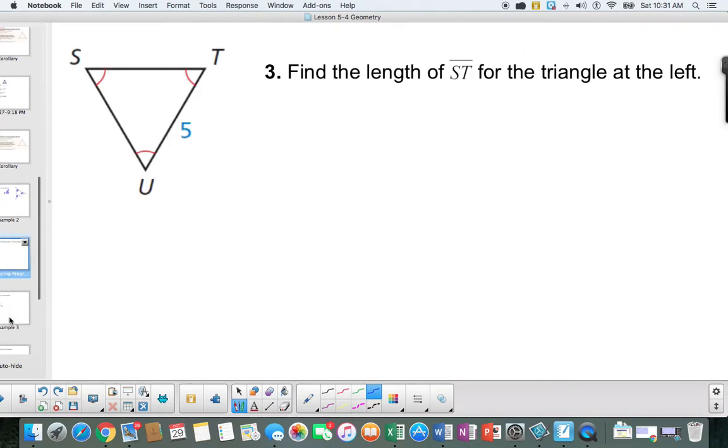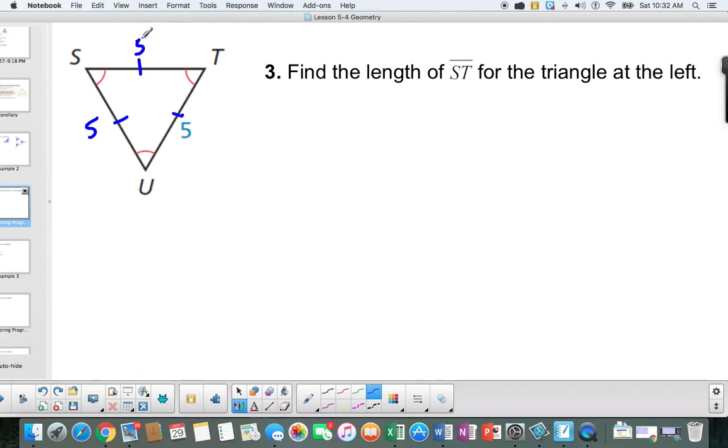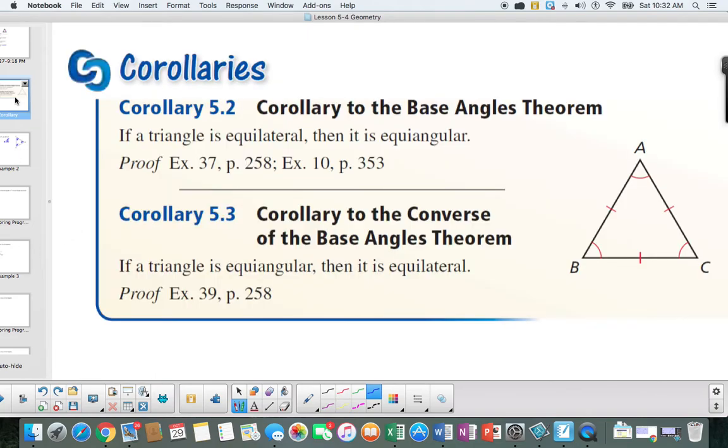All right, we would like to find the length of ST. Now I can see all the angles are the same, so that means all the sides have to be the same, which means these are all going to have to be 5. This is the converse of the base angles theorem, corollary.